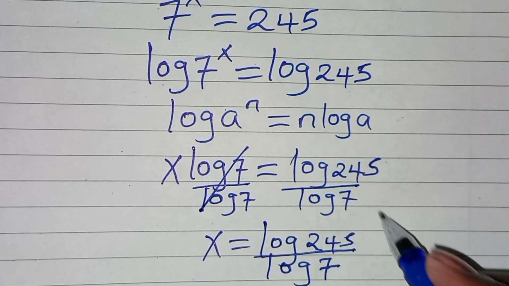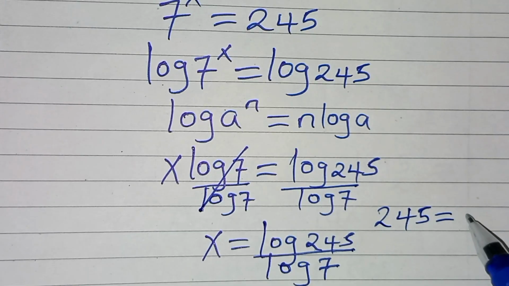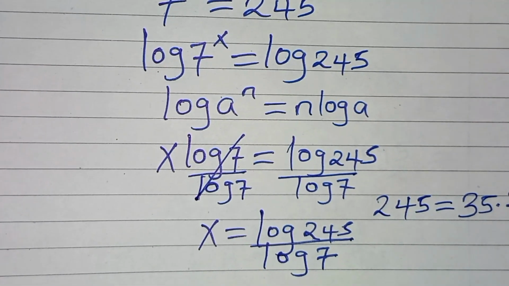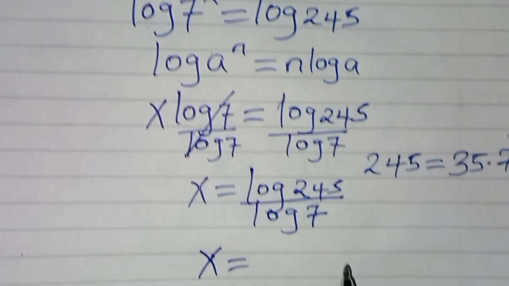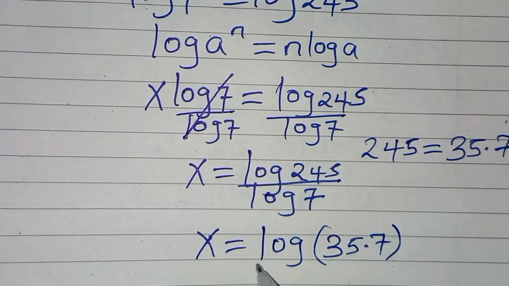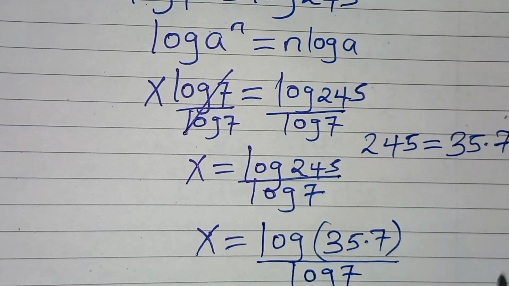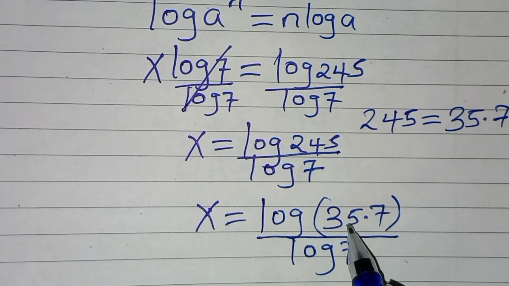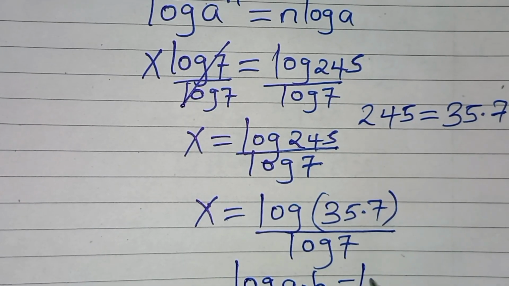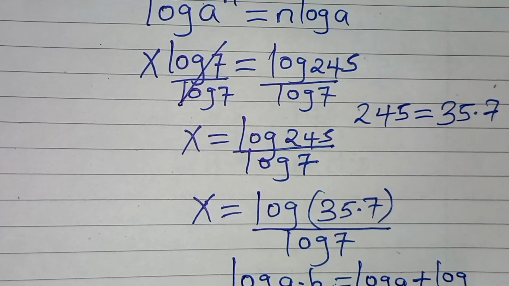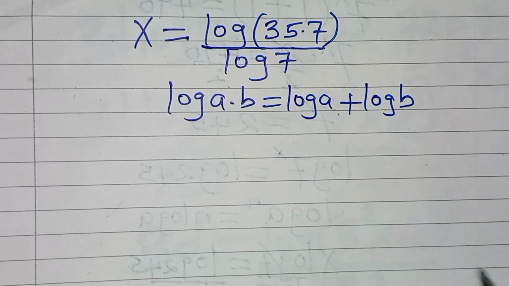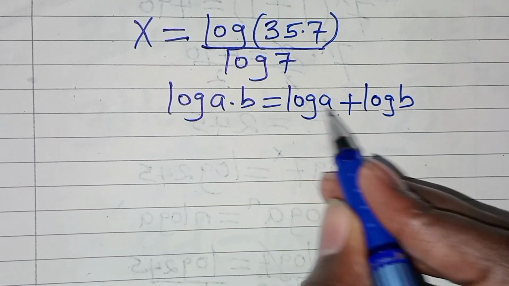We can express 245 basically as 35 multiplied by 7. Let's substitute this, so that the value of x here will be equal to log of 35 multiplied by 7 divided by log 7. And you find that log 35 times 7 is in the form of log a times b, which you can express as log a plus log b. Now let's apply this property.